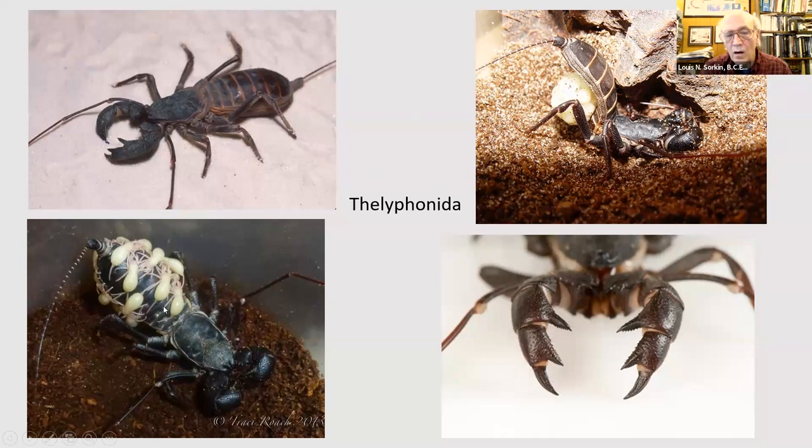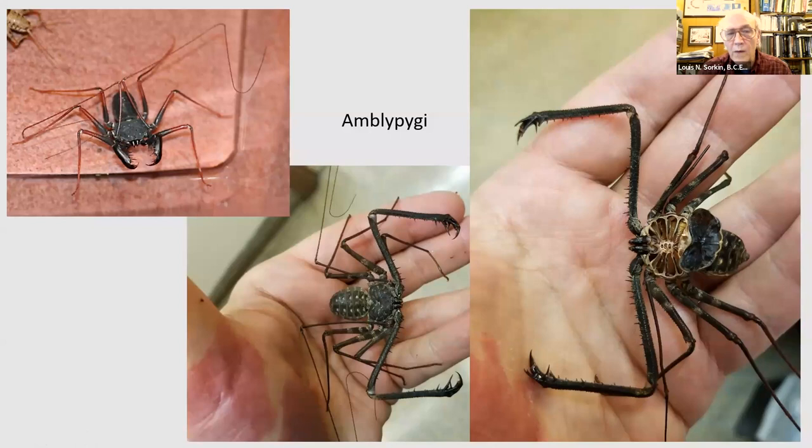In this order, the thelyphonids, also known as vinegaroons, the front legs are modified into antenniform organs. So they're used for sensing, even though they're a front pair of legs. And the amblypygids, another order, are called whip spiders or tailless whip scorpions, not spiders. They have pedipalps for grasping, and they're pincher-like. They're more elongate than what the thelyphonids or vinegaroons have. And they too have their front legs modified as antenniform organs.